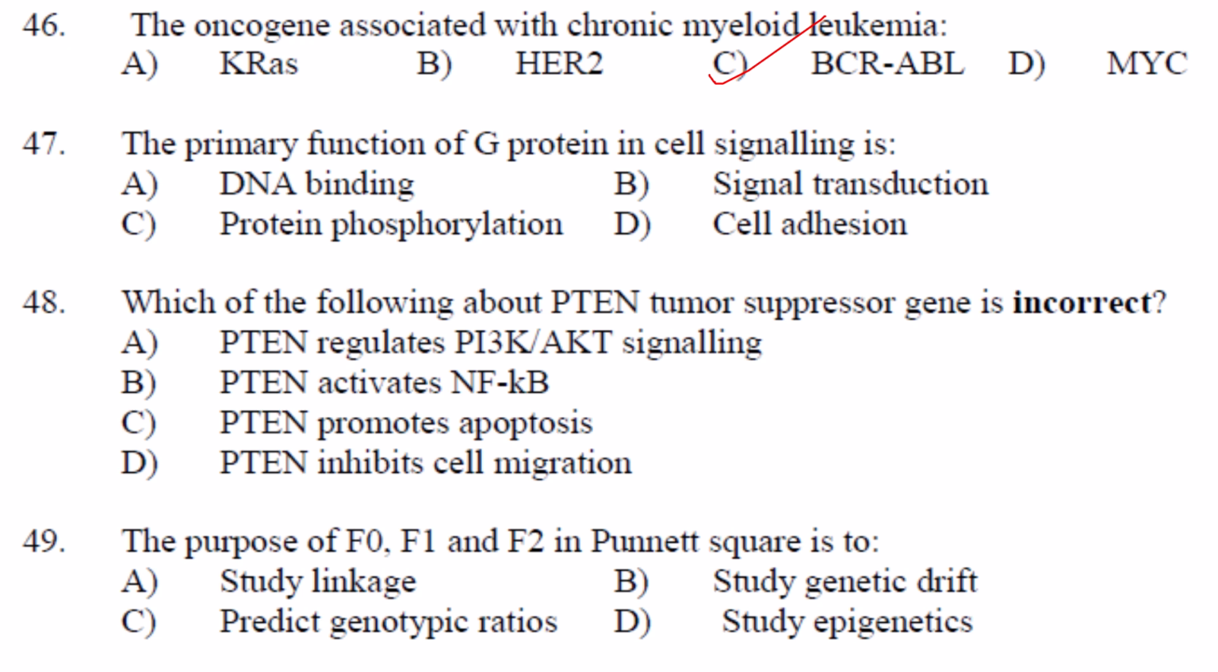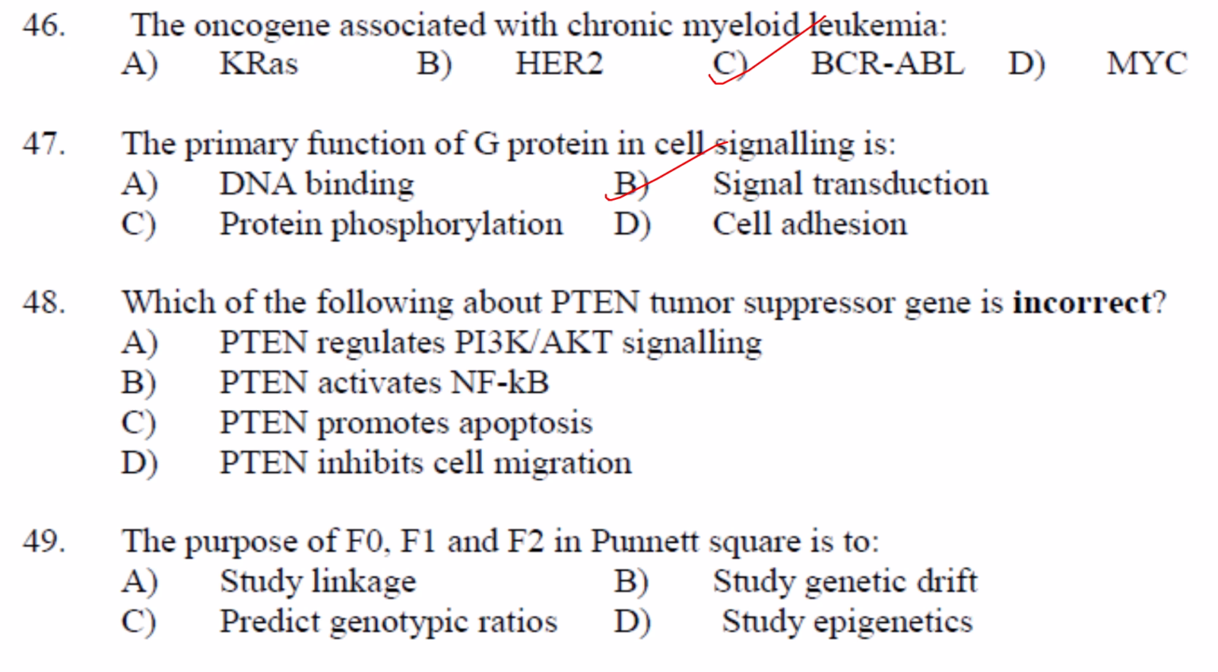Then the primary function of G protein in cell signaling is, so DNA binding. G protein doesn't play a role in DNA binding, it plays a role in signal transduction. That is, G protein transmits signal from the G protein coupled receptors or the GPCRs to downstream members. So it is signal transduction.